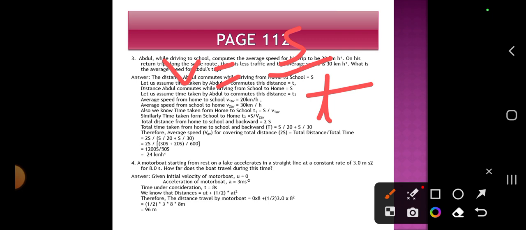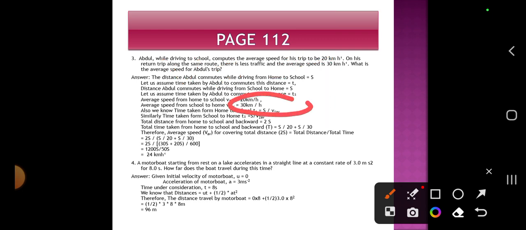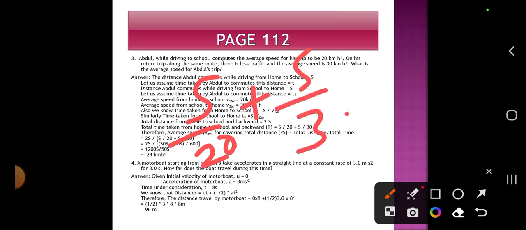So here, what will we get for T1 and T2? T1 is S upon the first average speed, and T2 is S upon the second average speed. So the total time taken is S upon 20 plus S upon 30.